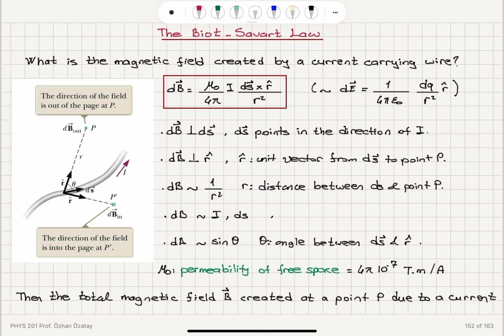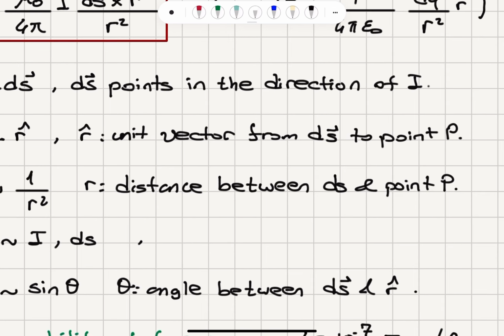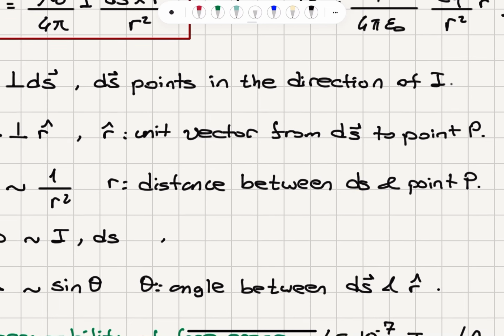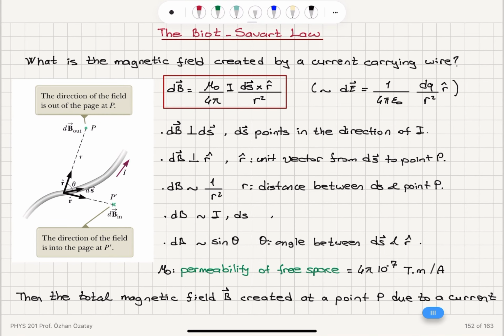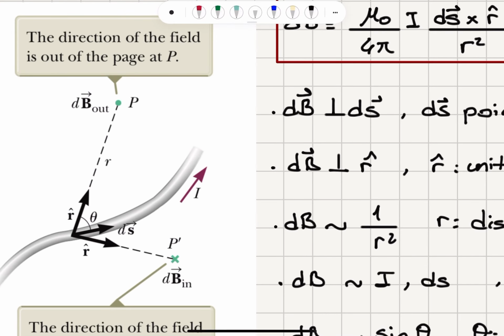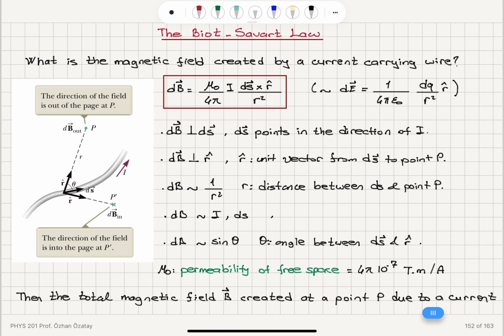The magnitude dies off as 1 over r squared, where r is the distance between ds and the point of interest. The magnitude is proportional to the current and it's proportional to the length ds. And it's also proportional to the sine of the angle between the ds vector and the r hat vector. So the magnetic field at this point is basically proportional to sine theta, for example. So mu0, the permeability of free space, is 4 pi times 10 to the minus 7 tesla meter per ampere.